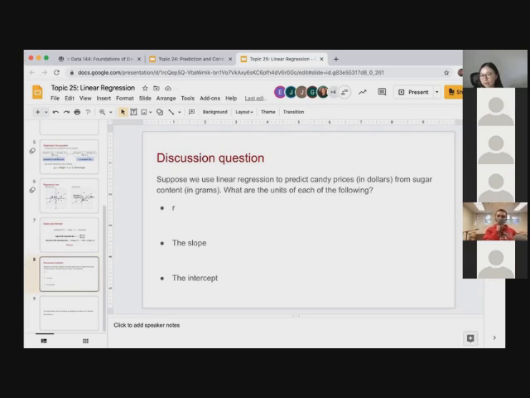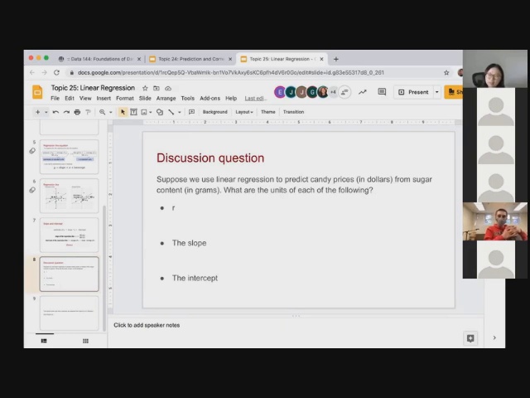So the candy prices, which are the Y's, are the outcome, and they're in dollars. The sugar content is in grams, so that's the X. So we know that the mean of Y is going to be in dollars, because this is the average of the candy price, and the mean of the sugar content is going to be in grams.